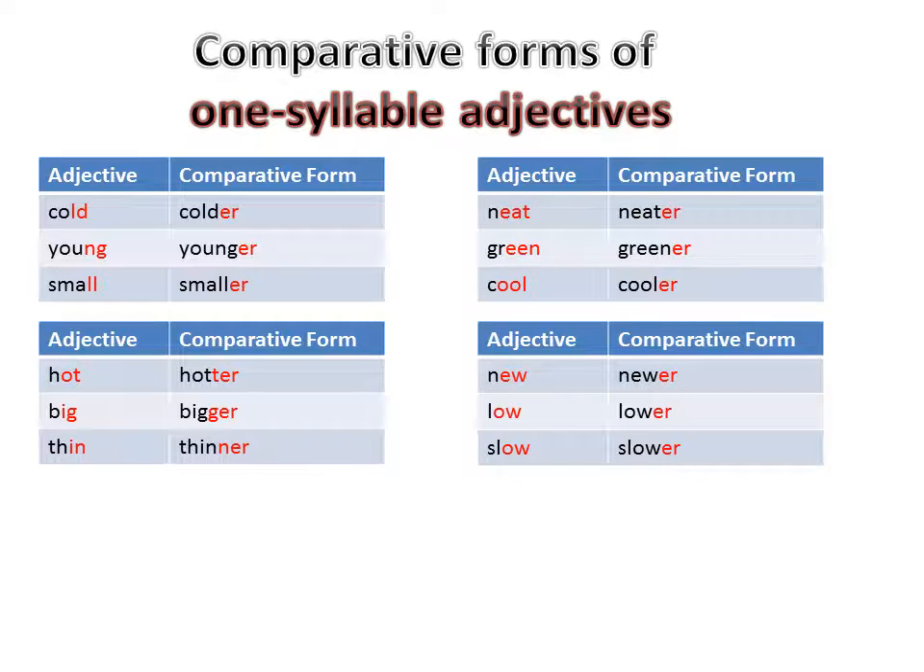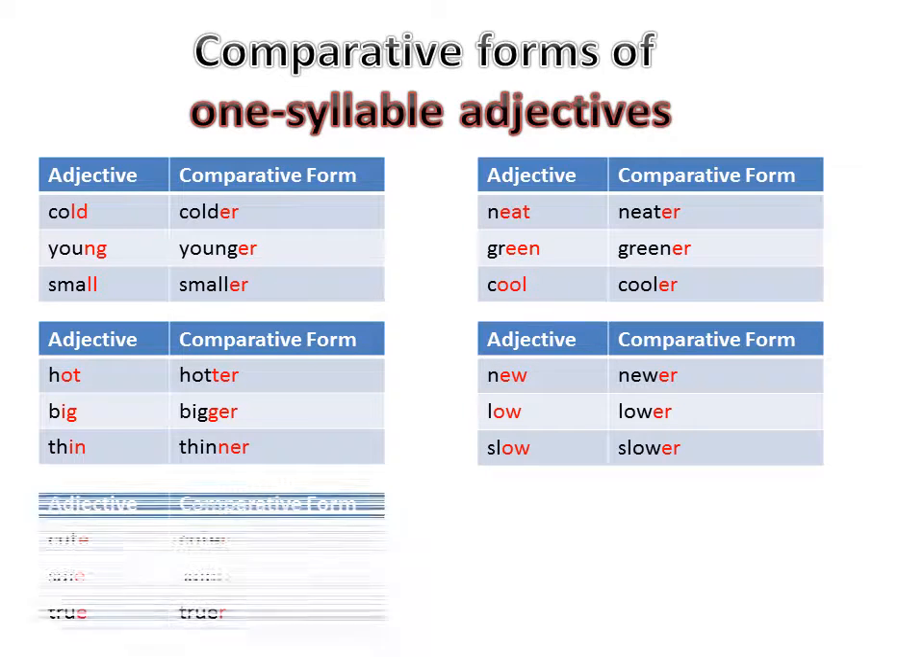However, this rule does not apply to adjectives that end in W. Here you can simply add on ER. So new becomes newer, low, lower, slow, slower, all with a single W in the comparative form.